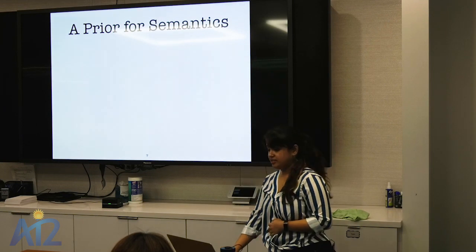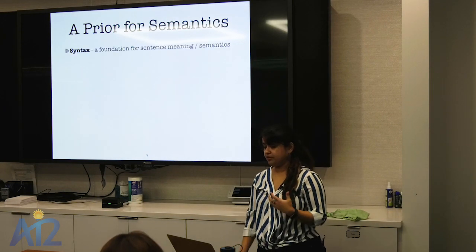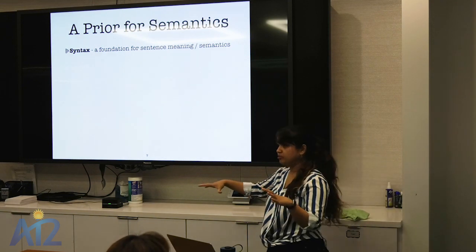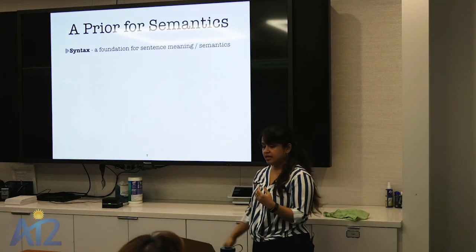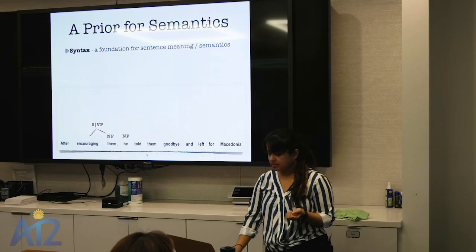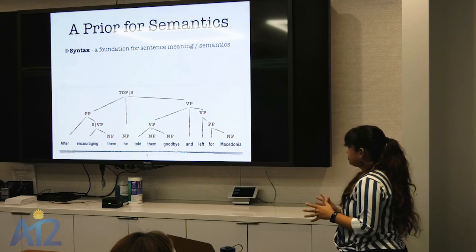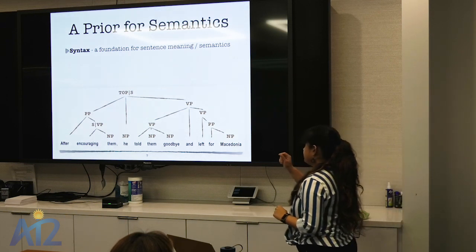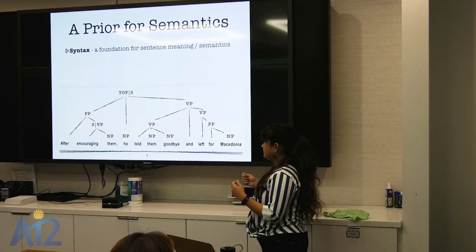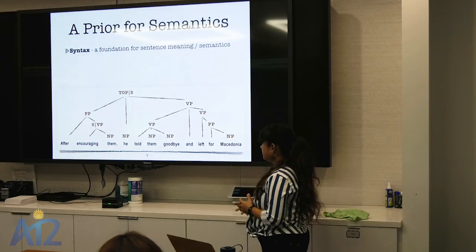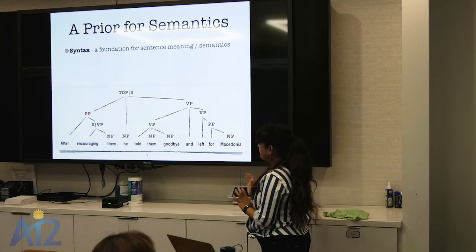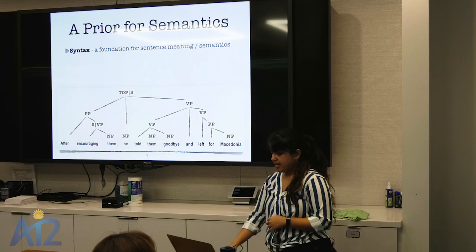So luckily for us, we have a very good prior for semantics, and that is syntax. So syntax you can think of as this foundation on which you can build these representations of meaning. So for the same sentence, this is what the phrase syntactic tree looks like. So all these phrases denote VP is verb phrase, NP is noun phrase, PP is prepositional phrase, and so on. And they all order up very neatly as a tree structure.